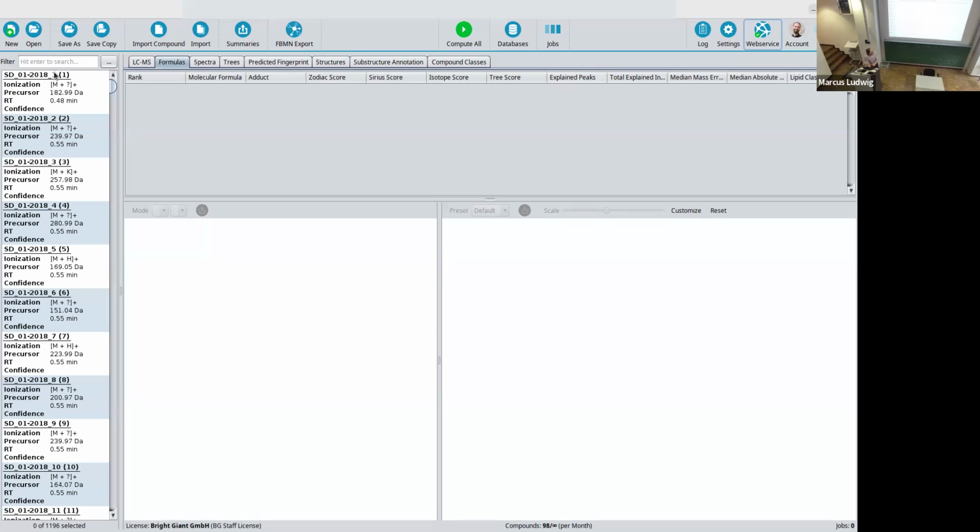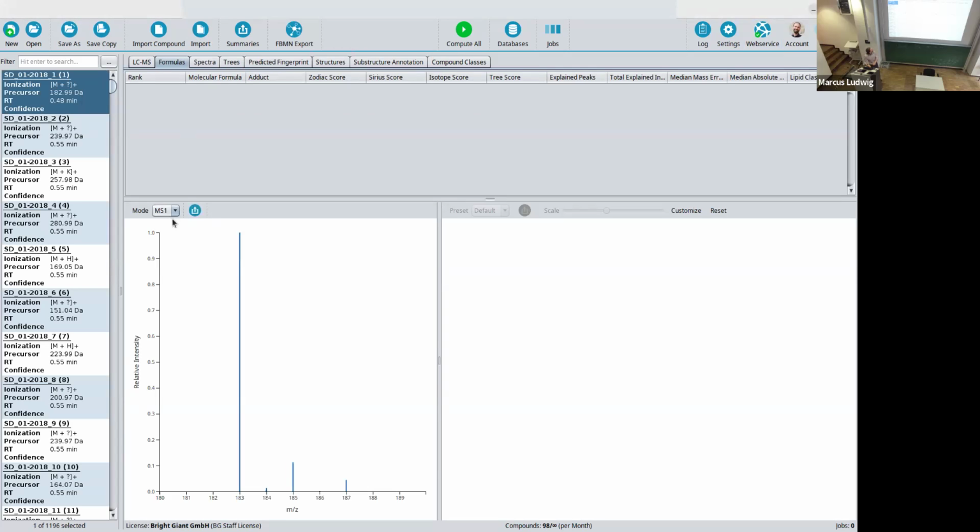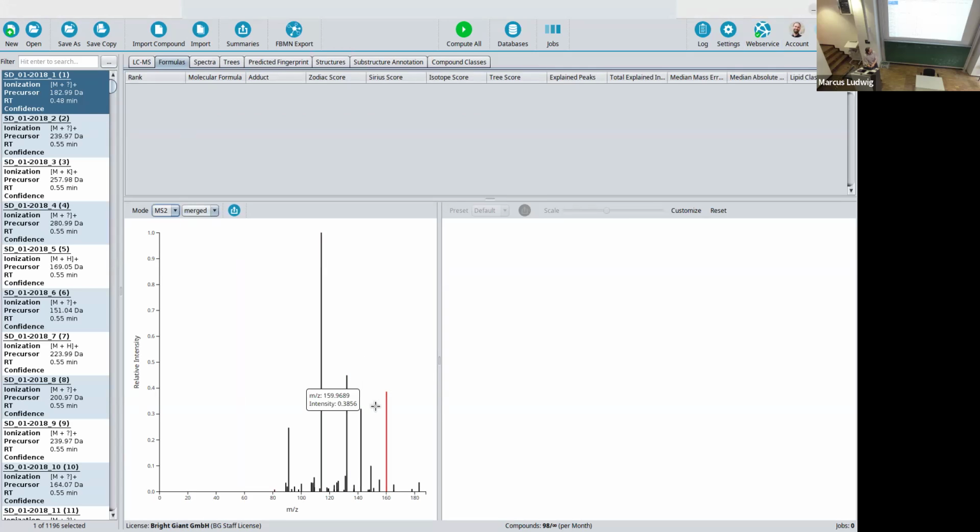But yeah, so this is how the data looks. If you don't drag and drop, you can also use the import. And here on the left-hand side, we have all of our compounds. So we have some data, some isotopes in the MS1, and we have the MS data.